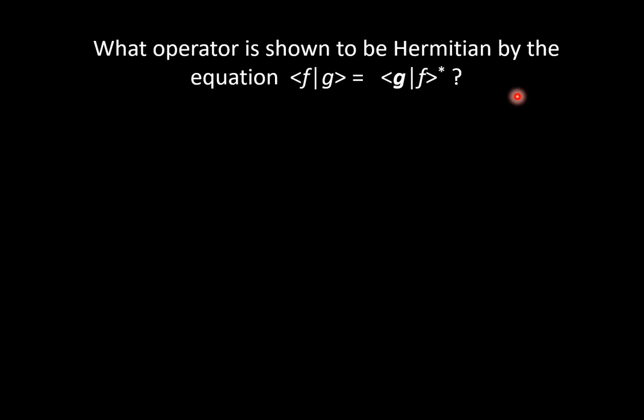Next question. What operator is shown to be Hermitian by the equation ⟨f|g⟩ equal to ⟨g|f⟩ star? So it seems that nothing is there, but actually the answer is that an operator is there, which is multiplication by 1. It's a rather trivial and tricky question.